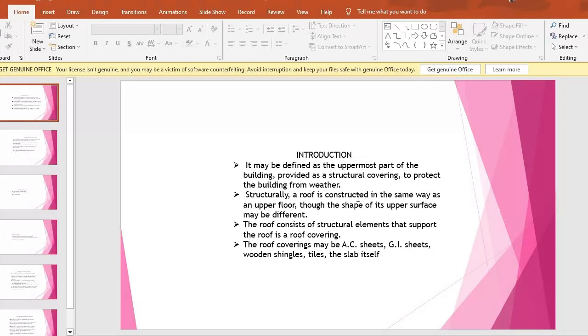Okay, from the definition that we have just heard from Anthony, the roof is the uppermost part of a building, and it is structural, that is, it covers the building and protects it from the weather or the rain season. The materials mainly used in roofing are timbers, and then the covering itself, AC iron sheet, GI iron sheet, and wooden shingles or tiles. So that is basically the introduction of the roof.